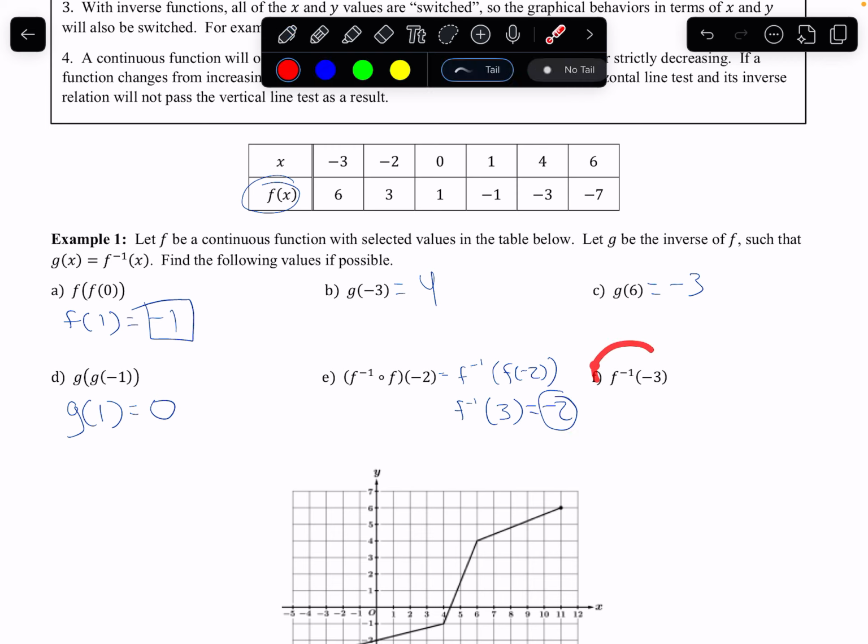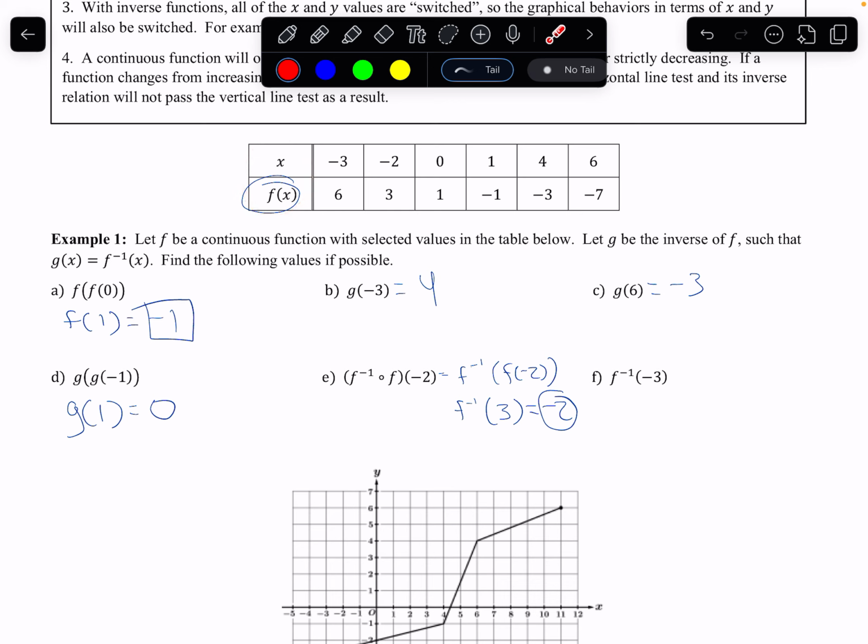And finally, this one right here. This one is saying the inverse of f evaluated at negative 3. Well, this is f. It's not the inverse. This is just f. So here's the logic.